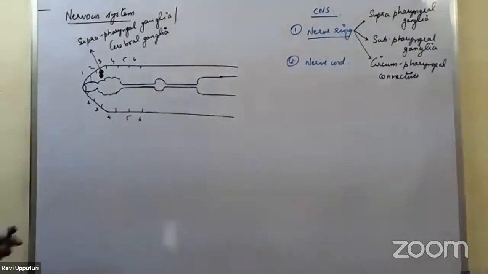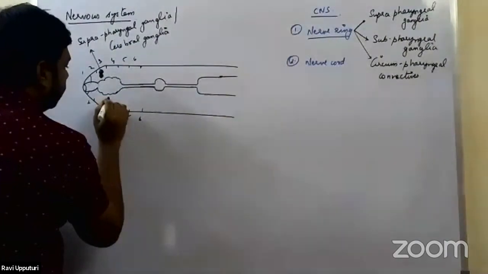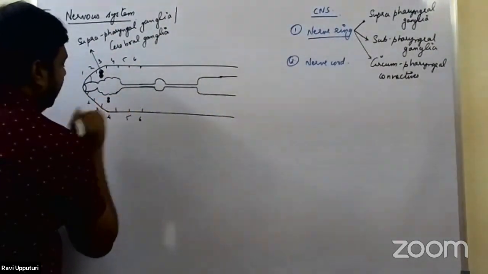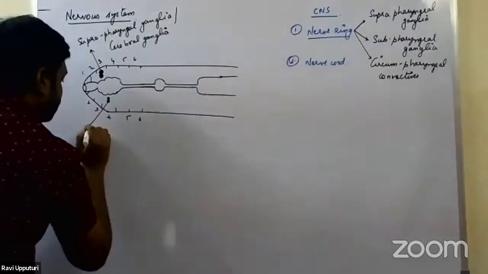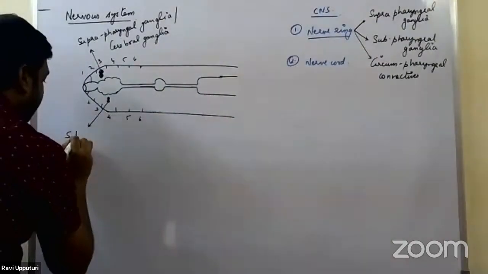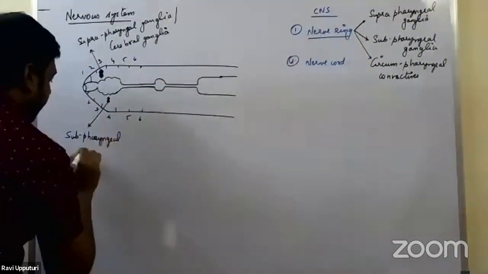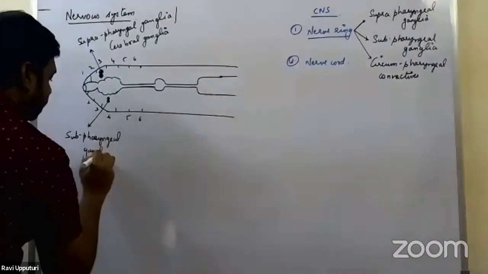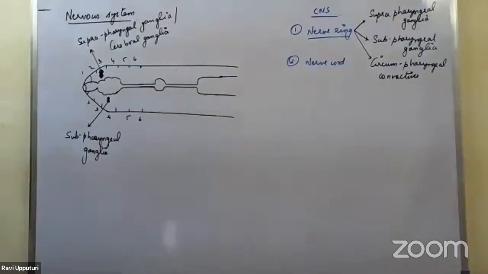Below the pharynx, in the fourth segment, there is again one pair of ganglia present, and this pair of ganglia we call the subpharyngeal ganglia. So this is the second part of the nerve ring.